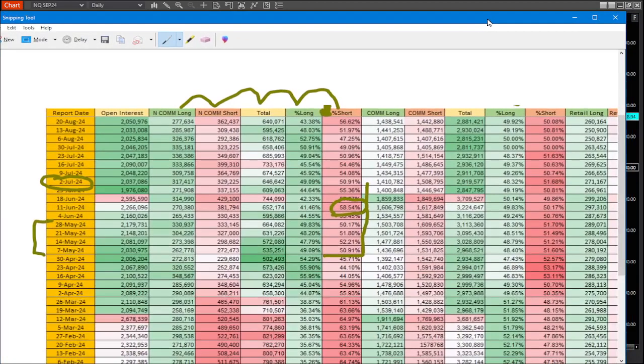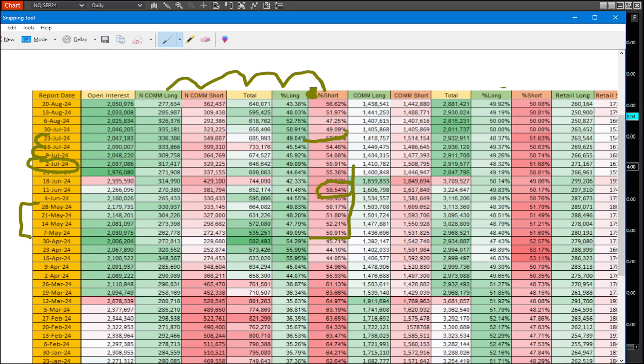But let's continue to look. They're still net short though. They're over 50%. They're net short. Now let's see where they actually become net long for a little bit. Right here. We're looking at right here. Now they are actually net long on August 6th, July 30th into August 6th.